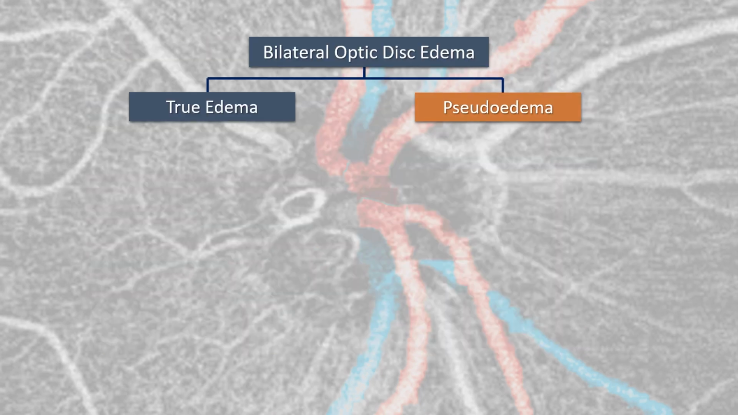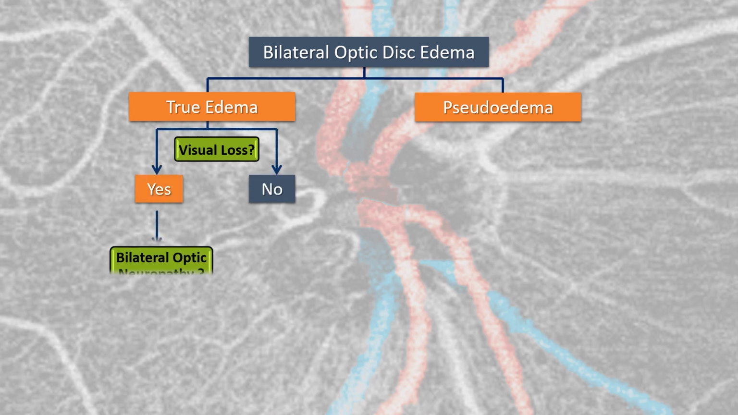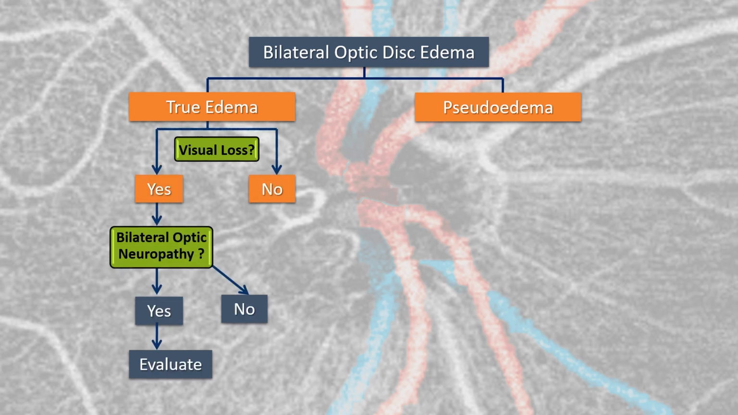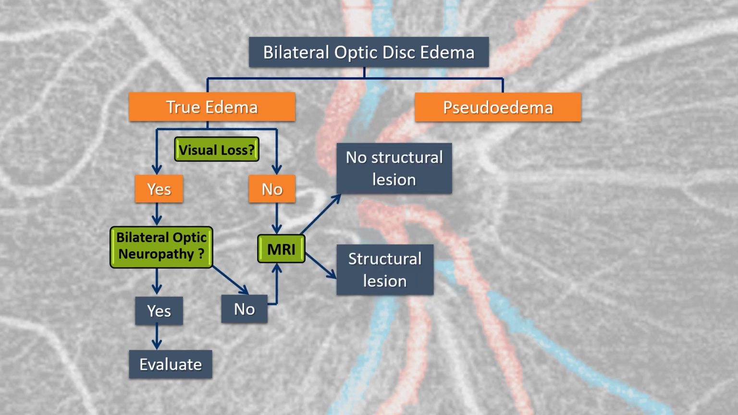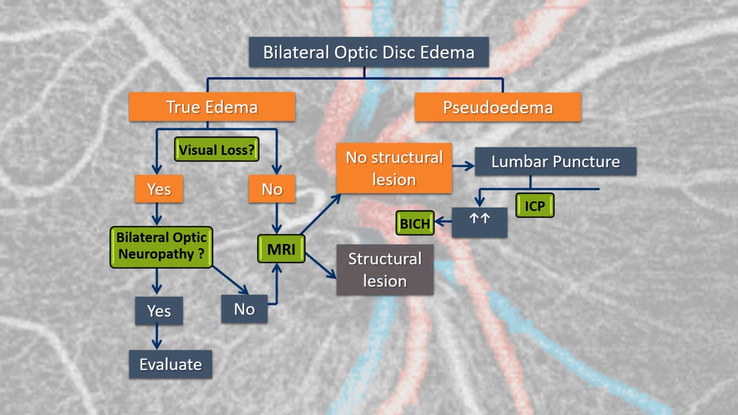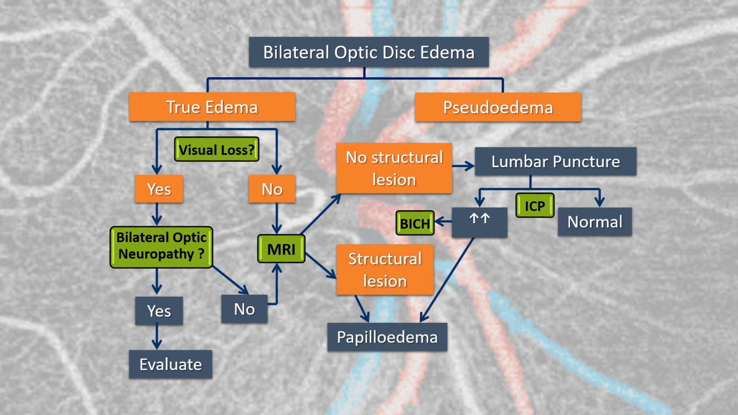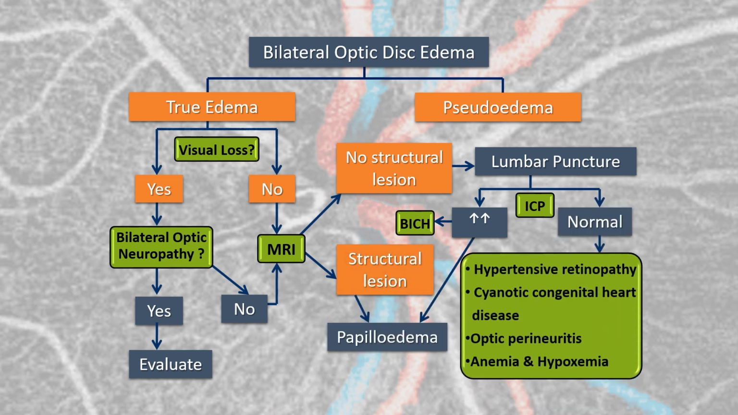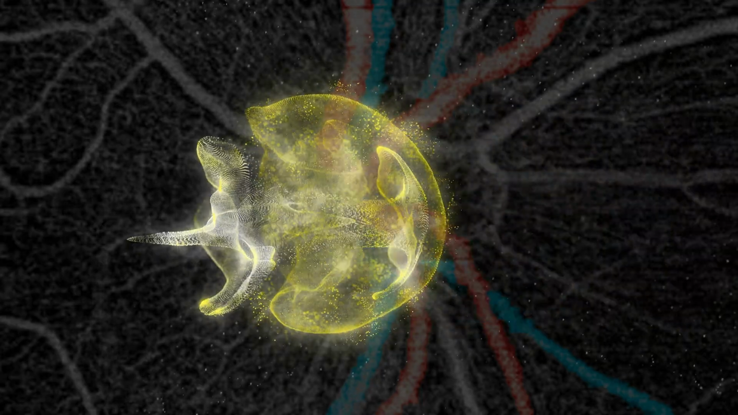To summarize, bilateral disc edema, once confirmed as a true disc edema and if present with vision loss, should be further investigated for the cause. MRI can give a clue to the structural lesions if present. If not, a lumbar puncture showing elevated CSF pressure needs to be treated as papilledema. If the CSF pressure is normal, other causes should be looked for.